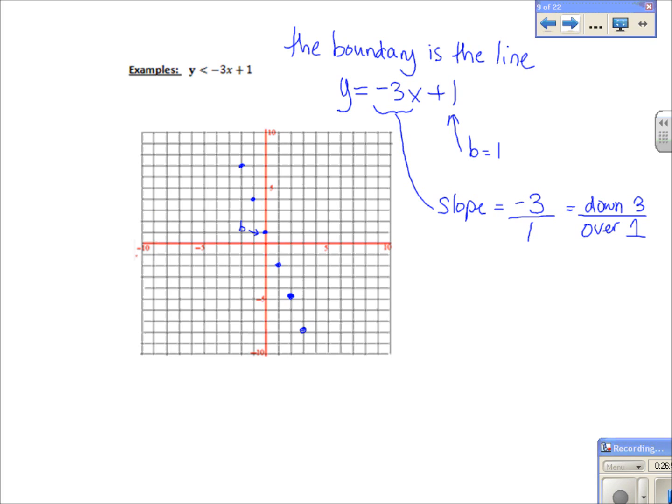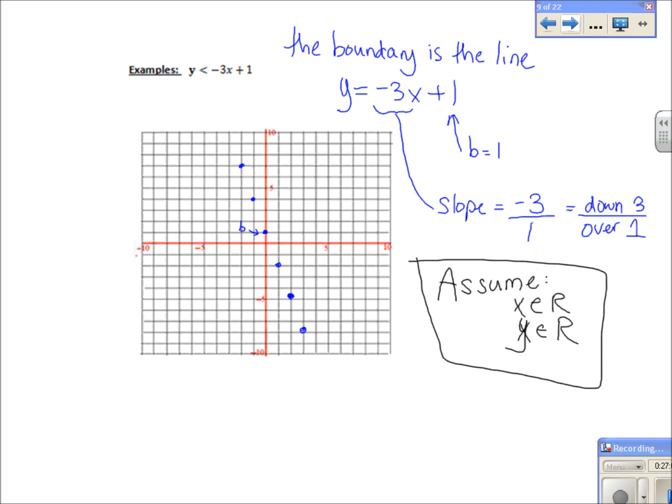I don't see any restrictions given here, so I can assume that this solution set is continuous. I'm going to assume that there are no limits for x or for y when I draw this boundary line. I'm going to assume that x and y are members of all the real numbers, which means that I can continue in both directions.